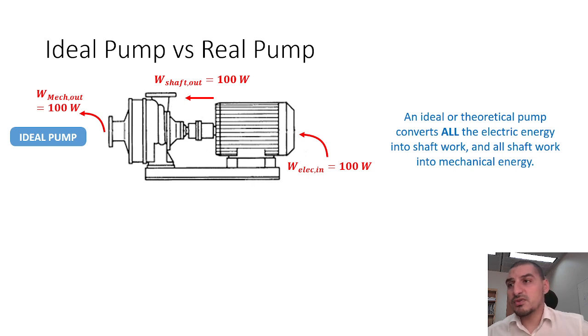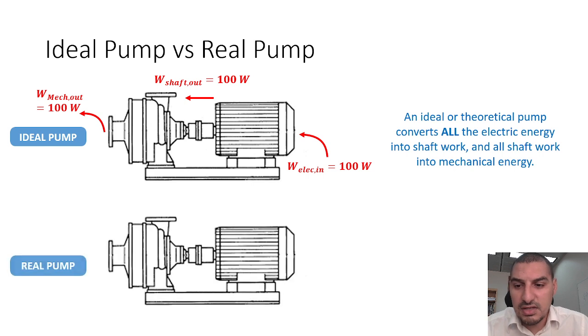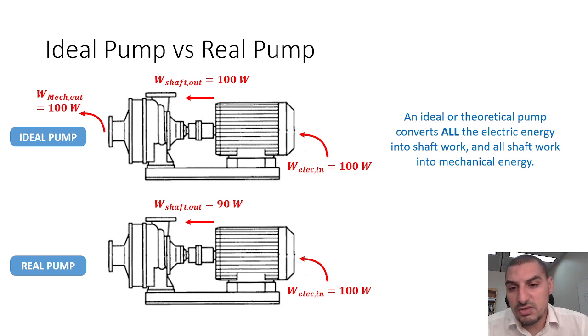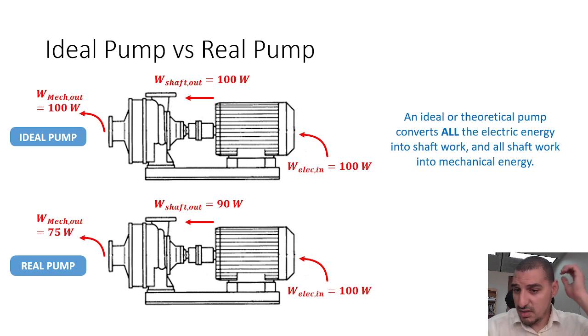But this is right if it's an ideal pump, meaning that this is the theoretical case. But in reality, this doesn't happen. In reality, what happens if we have 100 watts? Of course, these numbers are for demonstration only. The shaft work would be 90. Not all the 100 are converted into shaft work, and this 90 watts of shaft work are not totally converted into mechanical work. So we will end up with 75 watts of mechanical energy or mechanical work out.